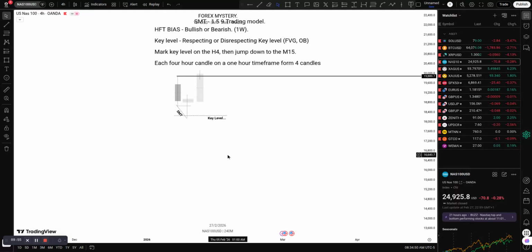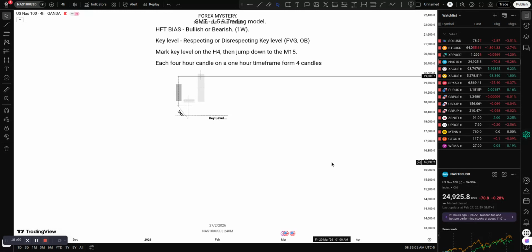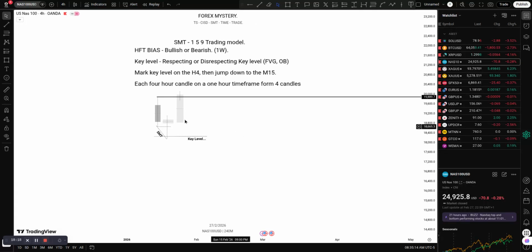In terms of pairing of pairs: Euro USD, GBP USD, gold, silver, Bitcoin, Ethereum, yes. What else again? I think that is that. AUD, yes, AUD NZD, AUD USD, NZD USD. All these things you can use as pairing of pairs. So you want to look at which one has a lower trend SMT or a higher trend SMT. Anyone that has a higher trend SMT, then you take that one.